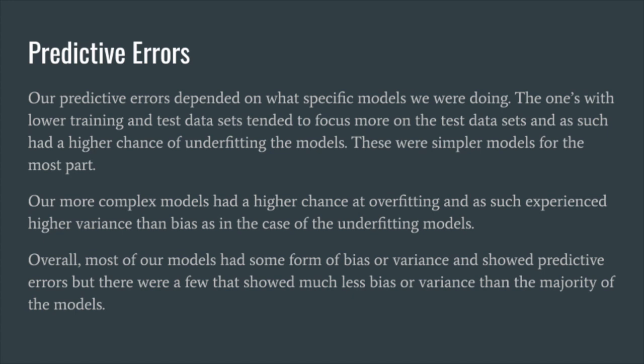Overall, most of our models had some form of bias or variance showing predictive errors, but there were a few that showed much less bias or variance than the majority of the models, such as the SVC model we selected.